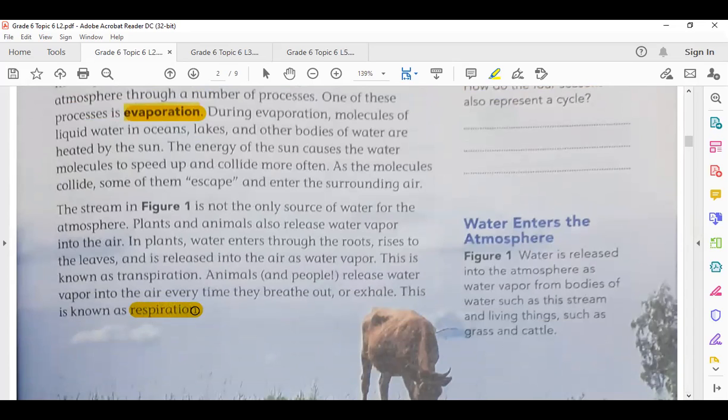Yes, animals. And what do we call the process in plants? Transpiration. And in animals, respiration. Thank you very much.